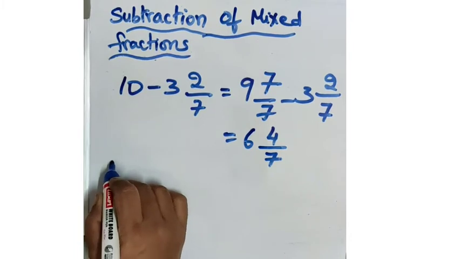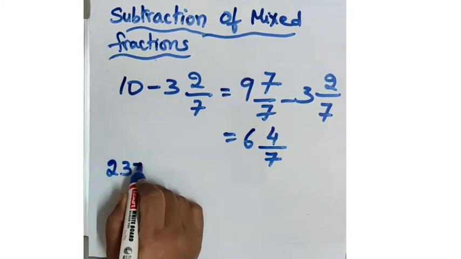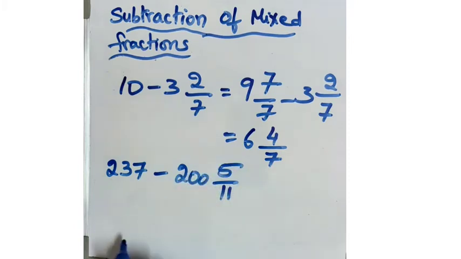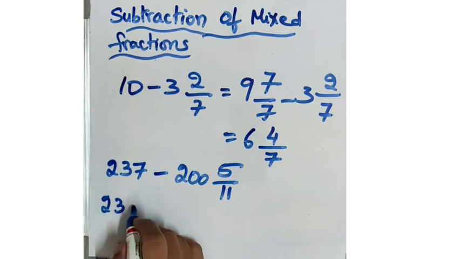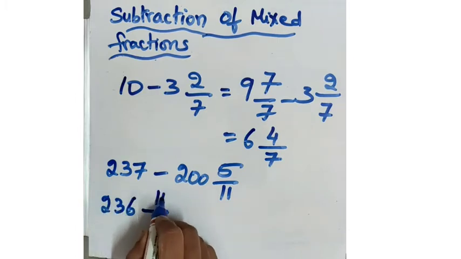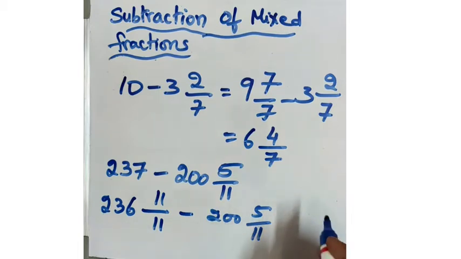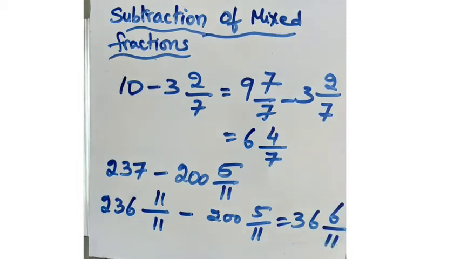Now let us take one more example. 237 minus 205 by 11. So 236 11 by 11 minus 205 by 11. Now the denominators are same. 236 minus 200 is 36. Now 11 minus 5 is 6. And the denominator, write 11 as it is. So what is the answer we got? 36 6 by 11. Is it simple or not?